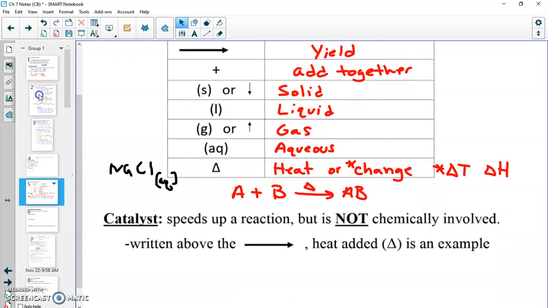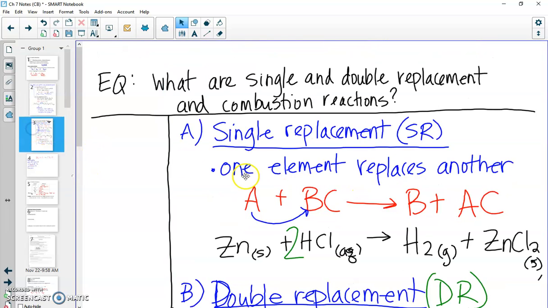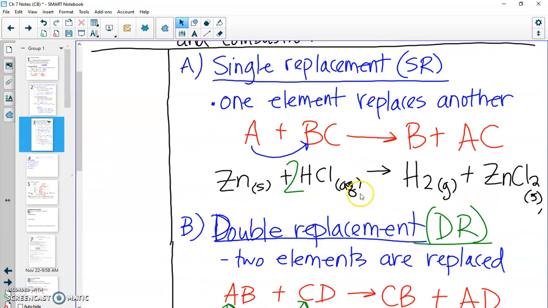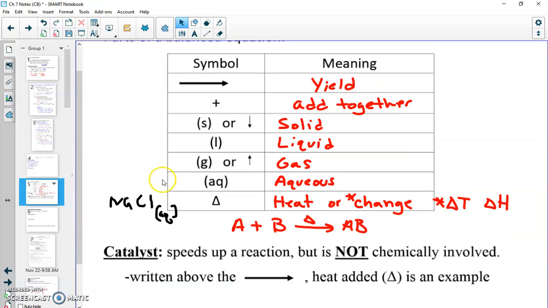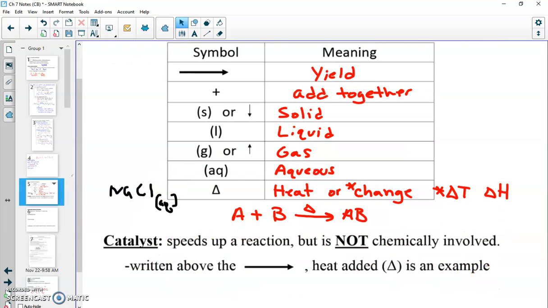You can also have things that are, in this case, where is it? Right here, HCl, AQ. That means hydrochloric acid is dissolved in water or is being diluted in water, right? So you're not going to have pure hydrochloric acid. That's very dangerous. Okay. Again, don't forget about a catalyst. They speed up a reaction, but they're not chemically involved. And so just don't forget about that.